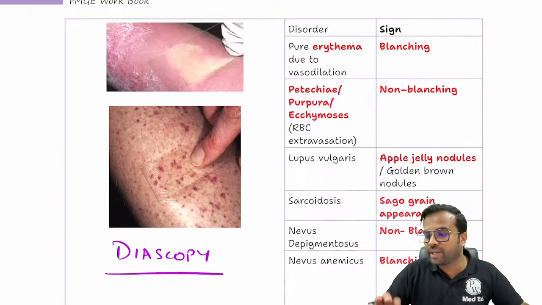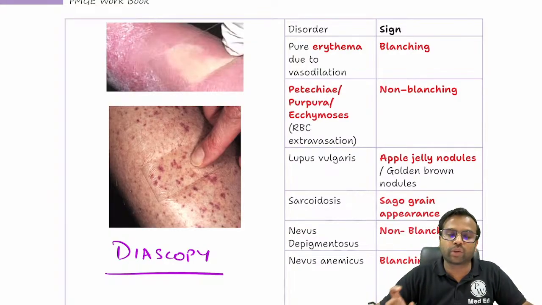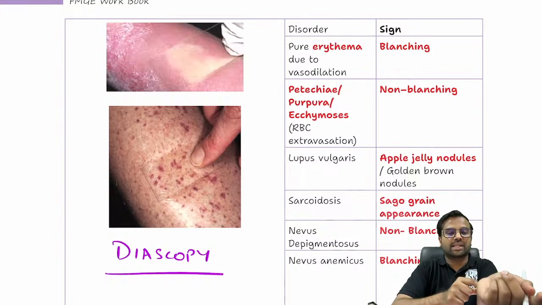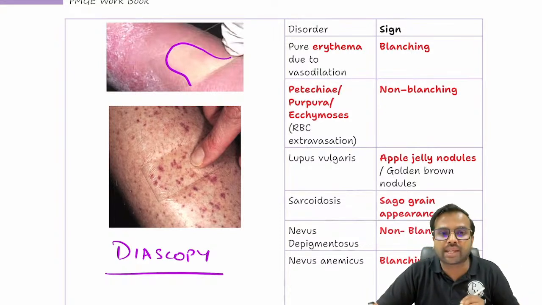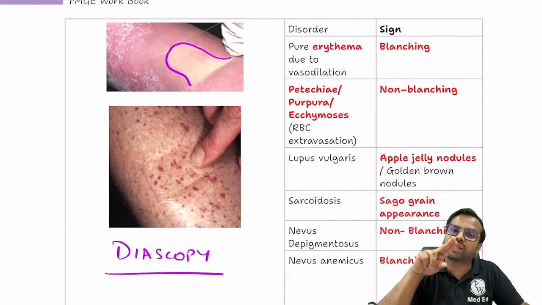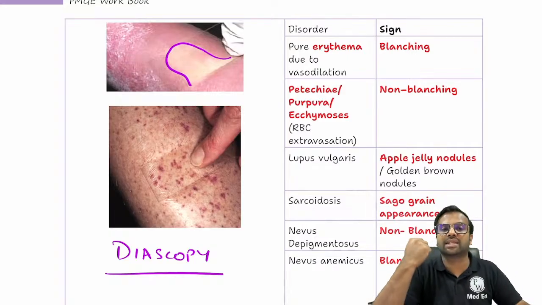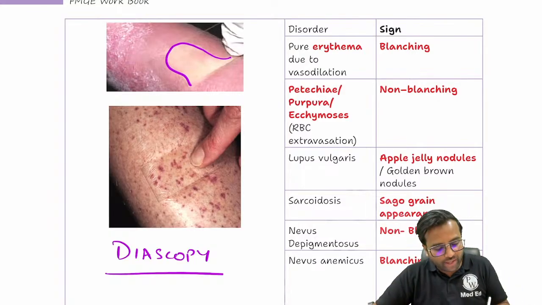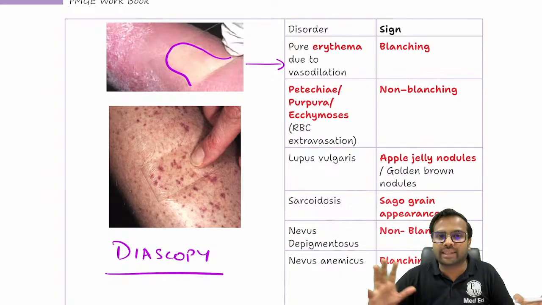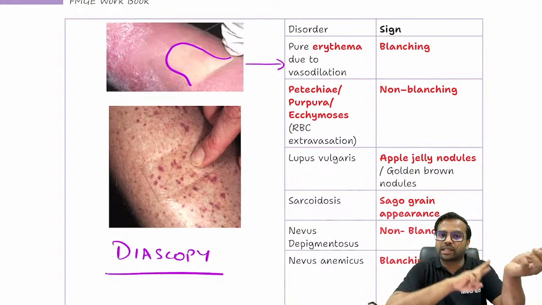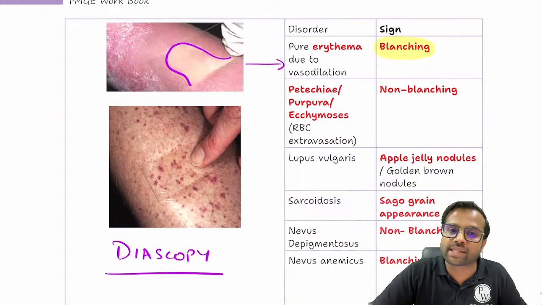Diascopy is a very simple investigation where you just press the skin with a glass slide. When we press the skin, that area of the skin is blanching. If that area blanches, it is always seen in erythema. Whenever you have erythematous skin, when you press with the glass slide, it is going to blanch, and that is called erythema.